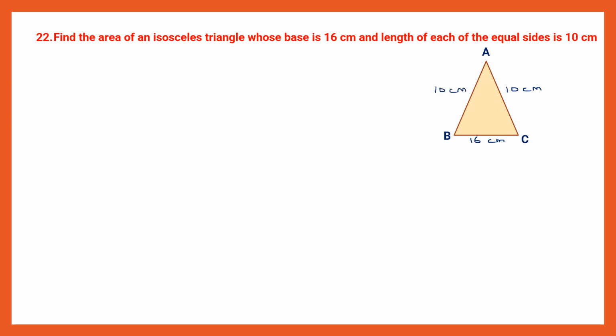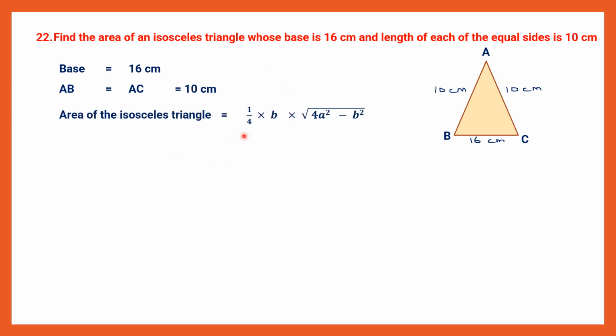Now there are two ways of finding the area of this isosceles triangle. One is you can find the height of this triangle and then apply the formula base into height, or you can use the formula to find the area of an isosceles triangle directly. So now let's write what's given to us. The base is given to us and AB is equal to AC, and both are 10 centimeters. Now let's apply the formula to find the area of an isosceles triangle.